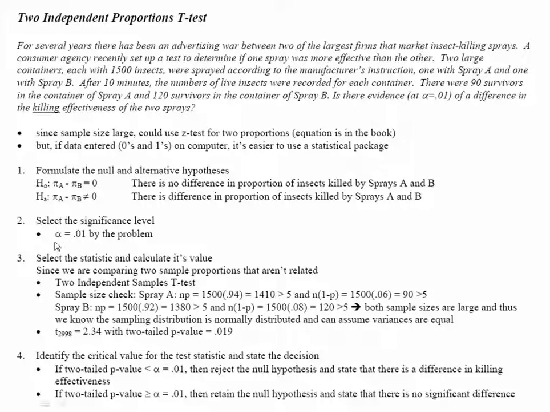Now notice that we explicitly said that our alpha will be 0.01. We're looking at a 99% confidence interval. So we select the t-statistic, calculate its value. We identify the critical values for the t-statistic, and let's do that using Excel.